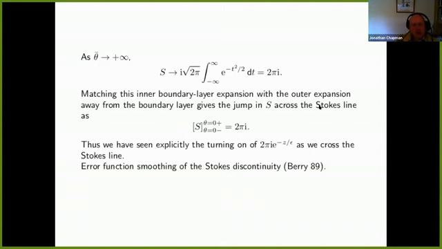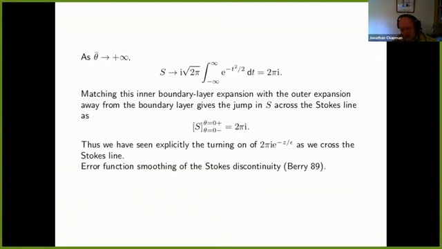I know that as theta tends to minus infinity, or s tends to 0, there is no exponential if I'm on one side of the Stokes line. And then as theta bar tends to plus infinity, as I go out of the boundary layer on the other side, I can see that s tends to a constant, and the constant it tends to is just this full integral here, which is 2 pi I.